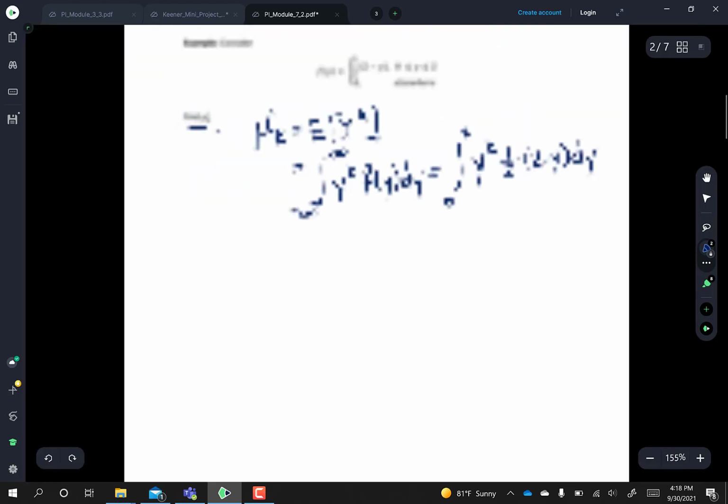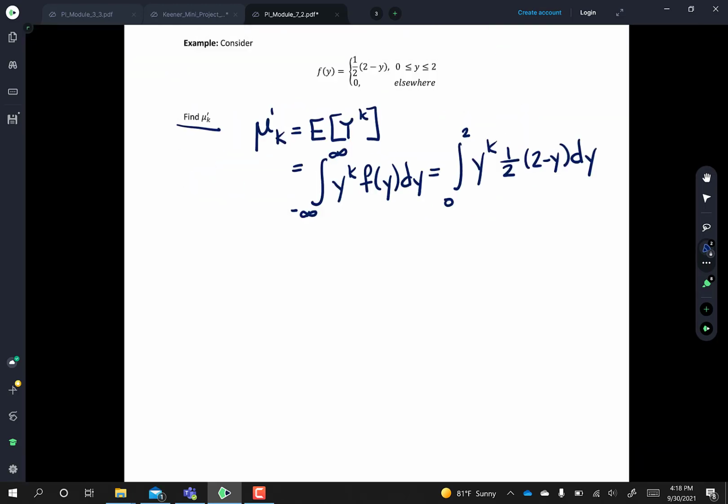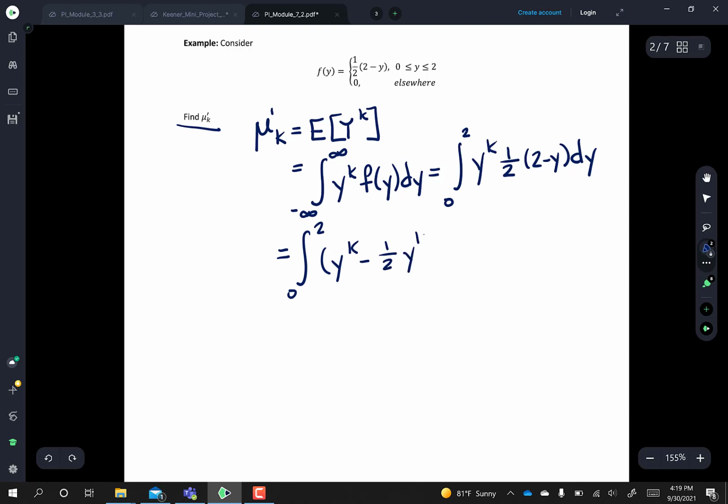To make this a little bit easier on myself, the next thing I'm going to do is expand this out. I've still got the integral from 0 to 2. I'm going to multiply through that 1/2 y to the k. First, 1/2 y^k times 2 is just y^k. And then I'm going to have minus 1/2 y^(k+1). And again, dy.